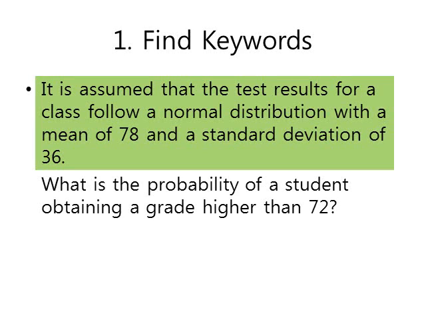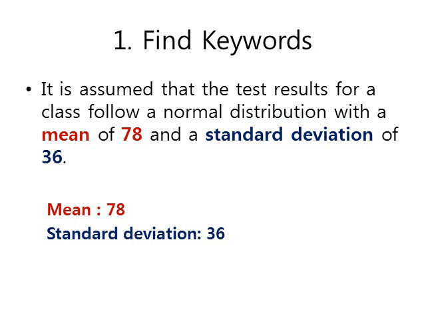It is assumed that the test results for a class follow a normal distribution with a mean of 78 and a standard deviation of 36. In this part, the keywords are mean and standard deviation. You should write them separately on your note so that you can recognize them more clearly while solving the problem. So mean is 78 and standard deviation is 36.